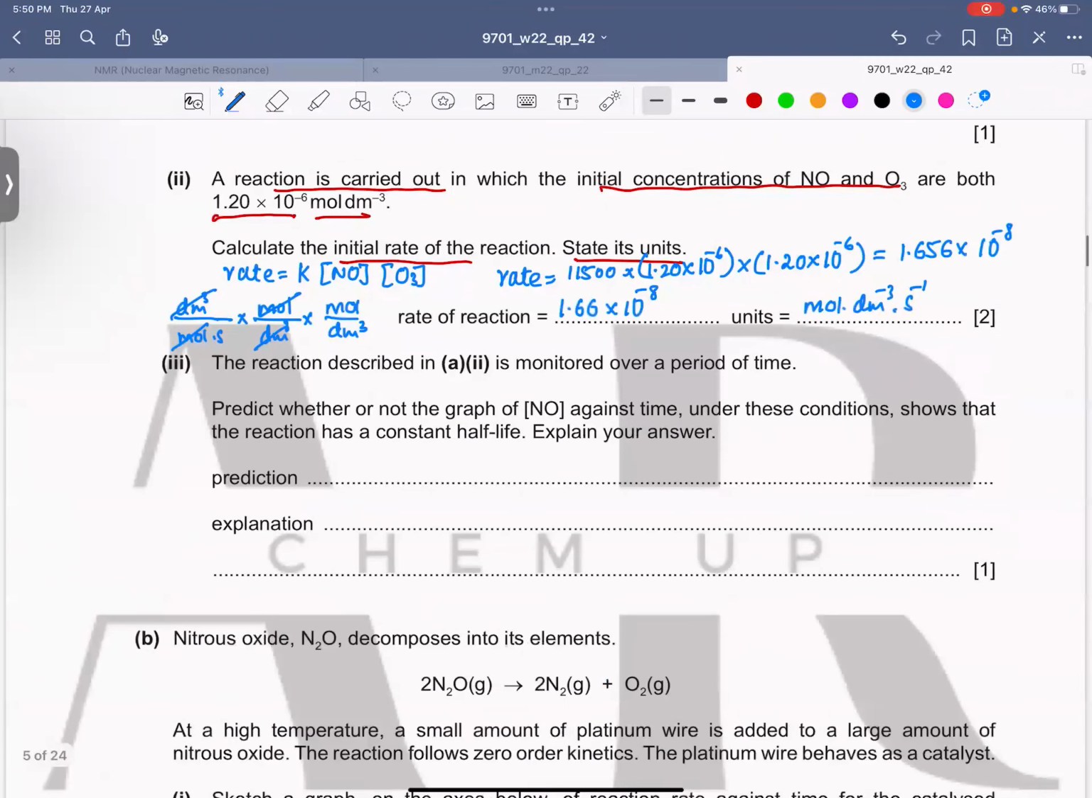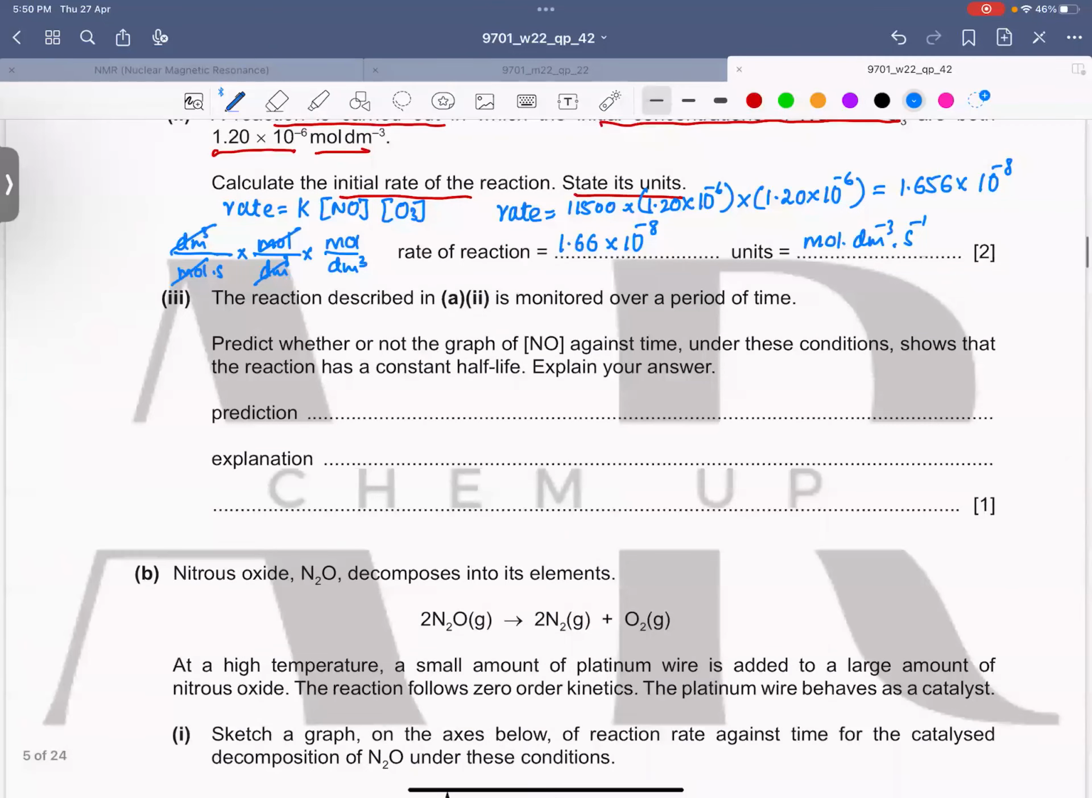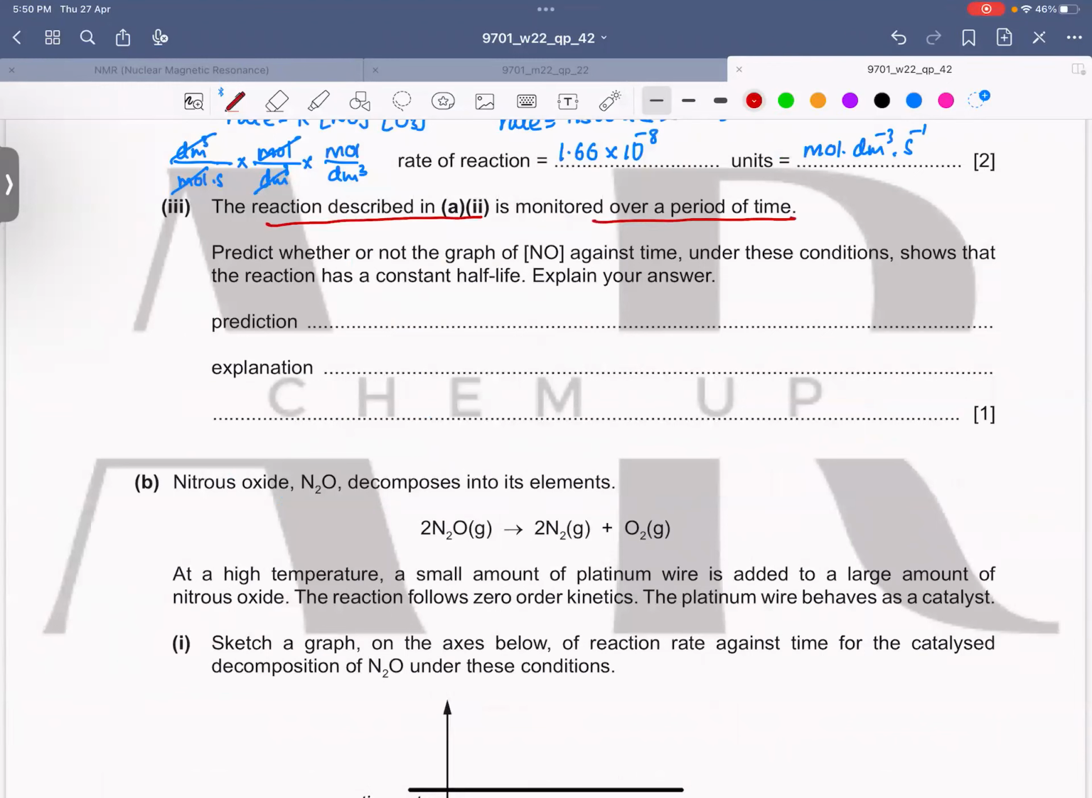Now, the reaction described in A2 is monitored over a period of time. Predict whether or not the graph of concentration of NO against time under these conditions shows that the reaction has a constant half-life. Explain your answer.